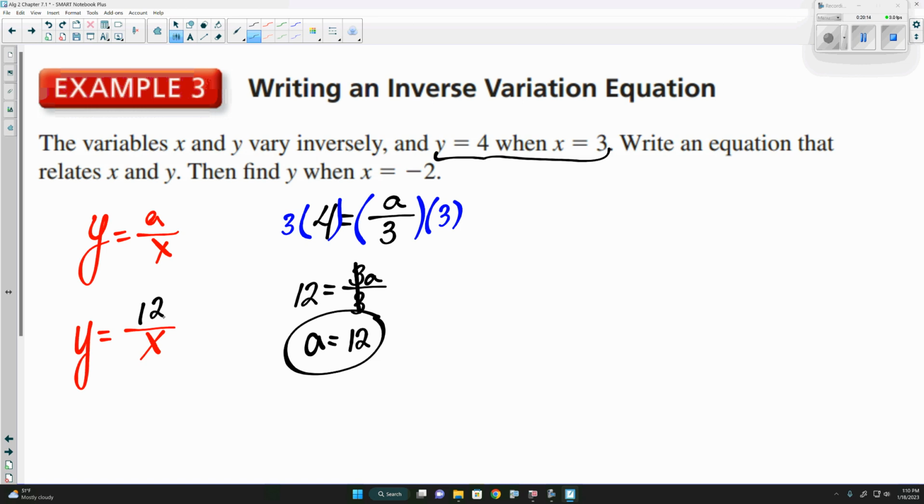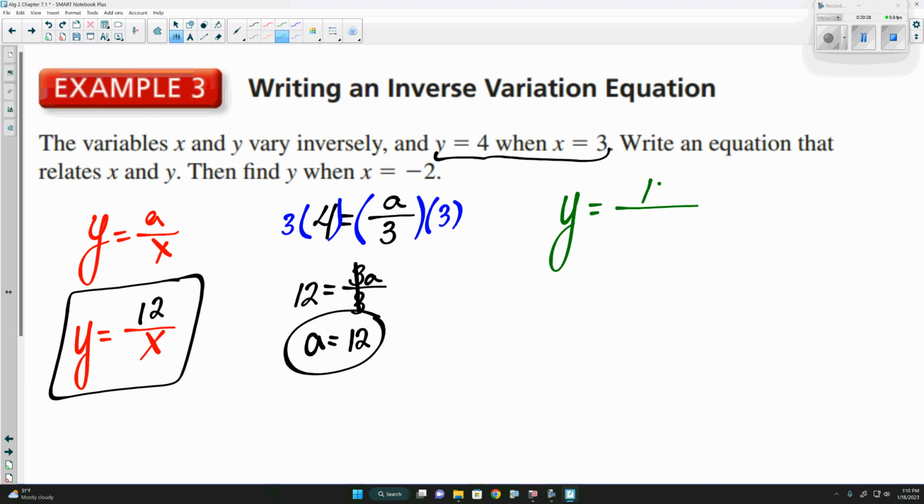So, plug in 12. There's the first part of the answer. y is equal to 12 over x. Now we just need to find out what the value of y is when x is negative 2. So we can plug it in. y is equal to 12 divided by negative 2. So y is negative 6. That's it. So we just needed the equation and the value of y. So when you give the equation, we still do need the y equals, so y equals 12 over x. But that's it.